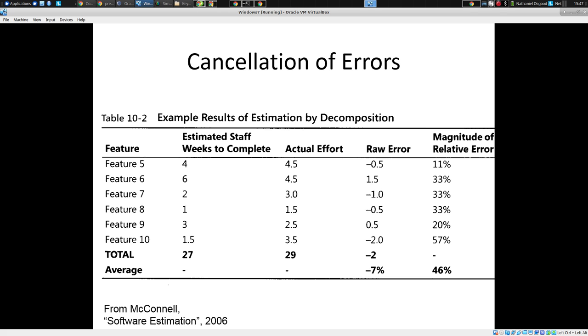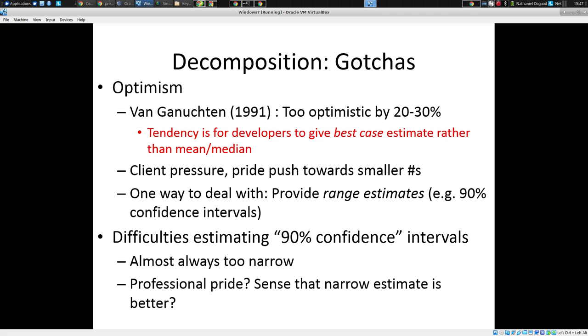So this is a best practice, and it's applied here in town by software companies. But that's far from the solution by itself. There are several problems. One is optimism. The study here has suggested that, on average, developers tend to be too optimistic by 20 to 30%. And the tendency is for them to give their best case estimate rather than the mean or the median. One of the best ways to compensate for this, and by itself it's not full compensation, but it helps, is to provide range estimates.